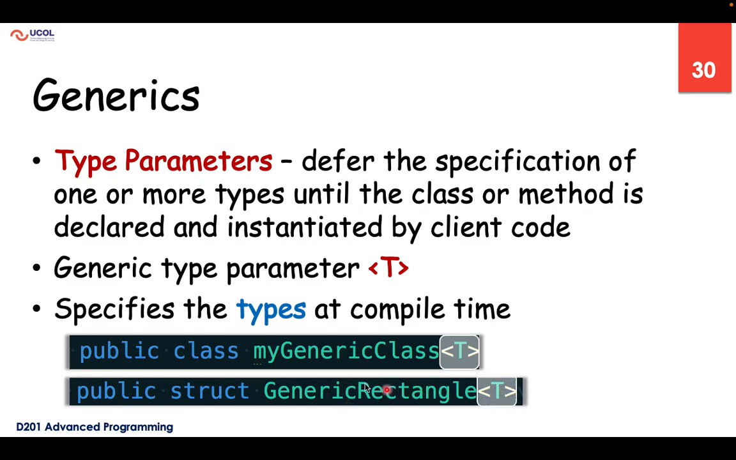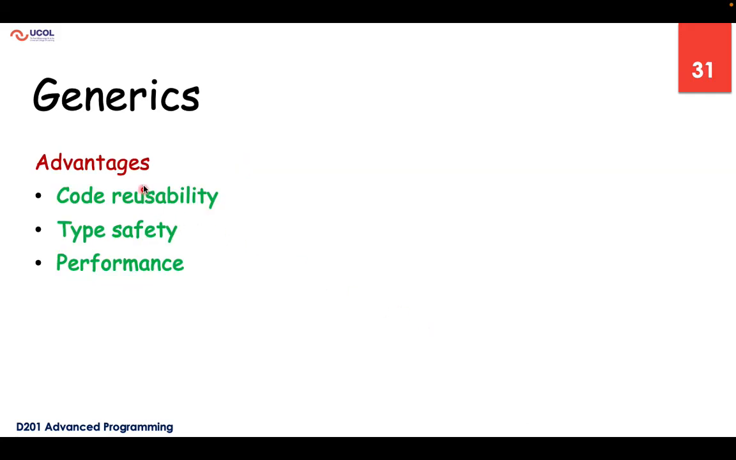For example, we say my generic class T, and T is something we don't know until we compile the program. Advantages: code reusability, type safety, and performance. We can use the same code for integer values, long values, and short values, so we don't need to write the program again and again. So: code reusability, type safety. At compile time we can check the type, and it also improves performance.